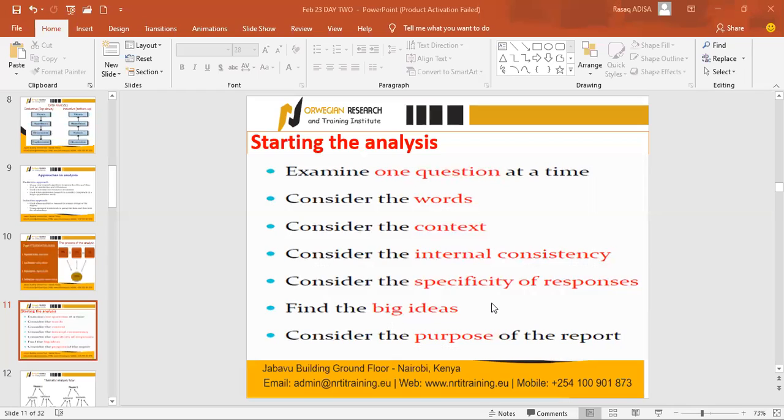As you are doing the coding and the analysis, you also must be taking notes to get the big idea, which is going to serve as your main contribution, your main selling point. It's your main selling point to the donor agency, or if it is academic research, you'll be going to consider that. Then consider the purpose of the report.